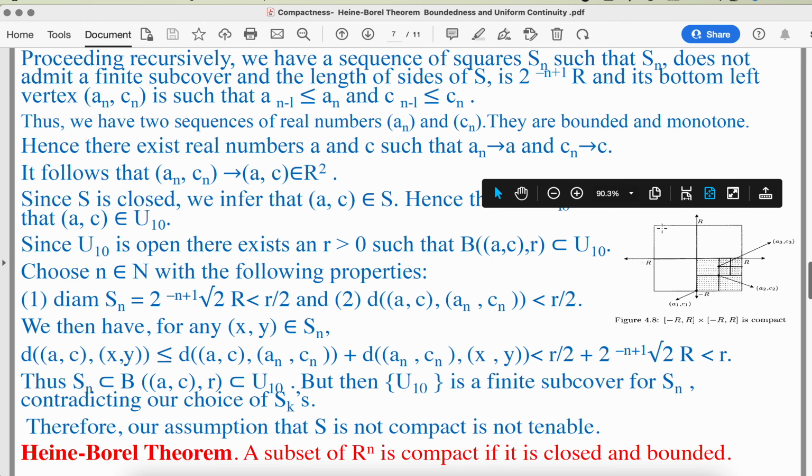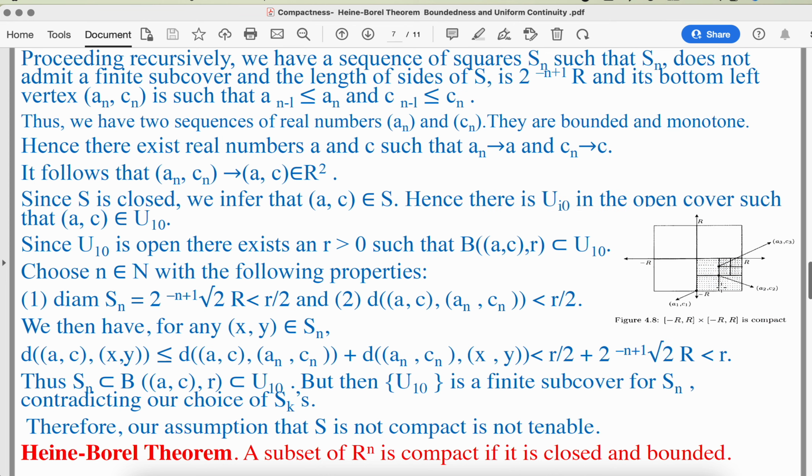So here is the diagram. This is the main square. We divide this square by joining the midpoints of opposite sides. So we have divided it into 4 squares: 1, 2, 3 and 4. In the second step also, we divide one of the squares into 4 parts: 1, 2, 3 and 4. In the third step also, we divide the square into 4 squares, and we repeat this process till we get the result.